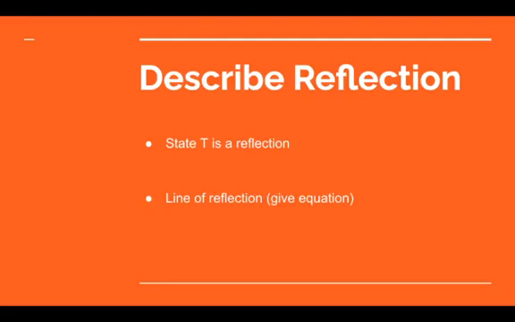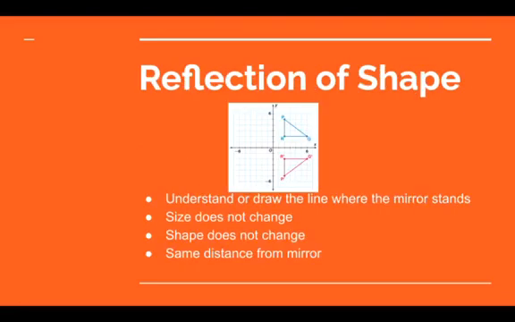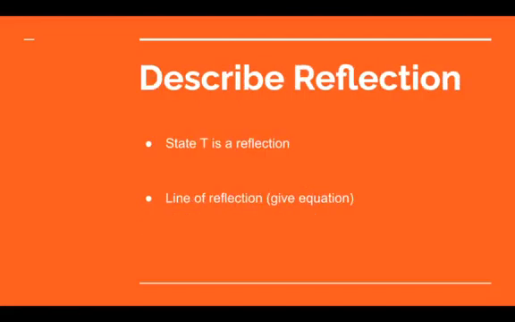In other words, what is the line on which you put your mirror? So in this example that we saw, this transformation T is a reflection along the line y is equal to 0. That is how you would describe this transformation. You have to state that the transformation is a reflection and then give the equation of the line where you put your mirror, or the line where the shape was reflected.